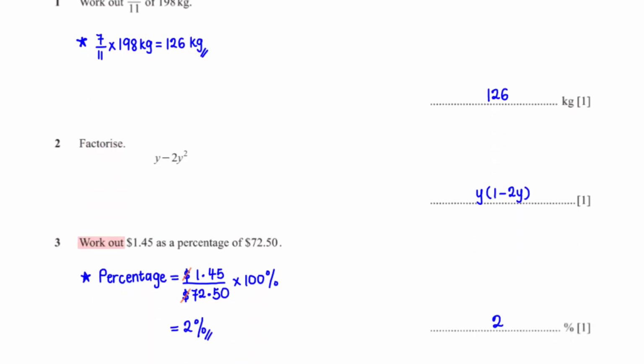Work out $1.45 as a percentage of $72.50. When setting up a percentage, the number after the "of", which in this case is $72.50, becomes the denominator. So we have $1.45 divided by $72.50 times 100%, which is equal to 2%.